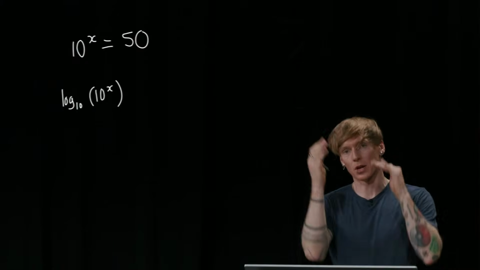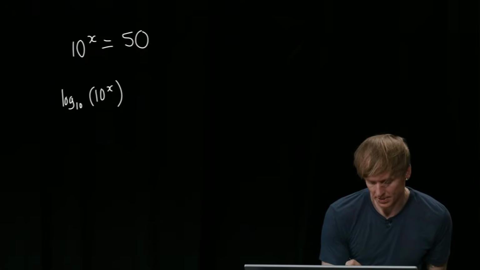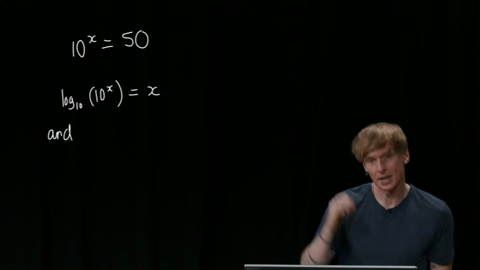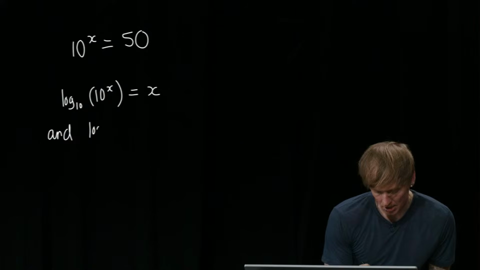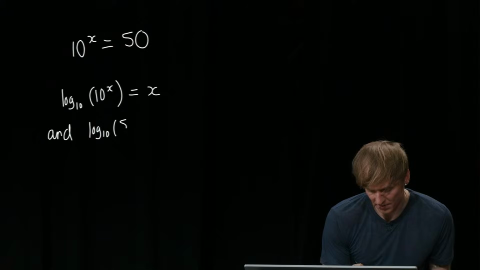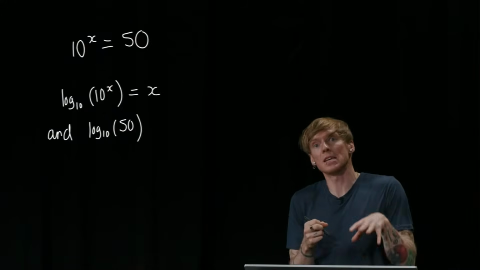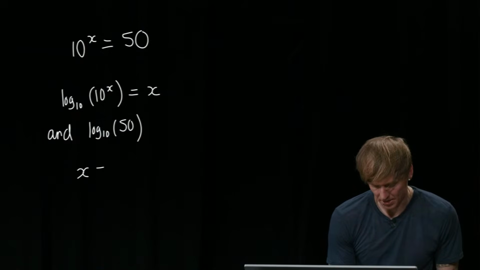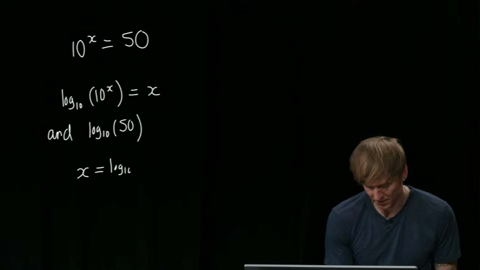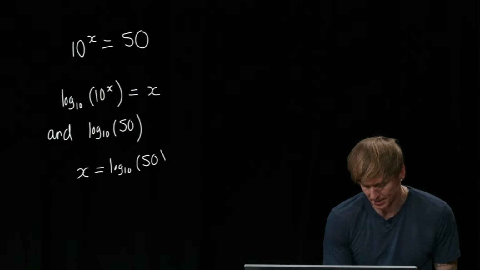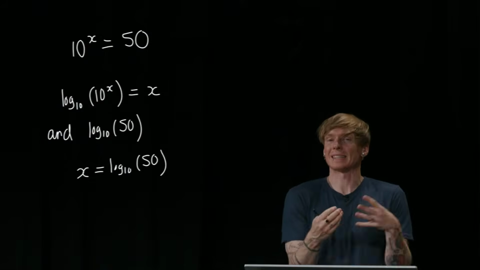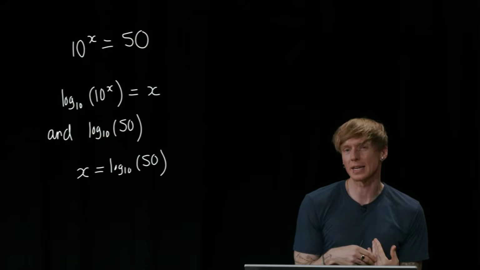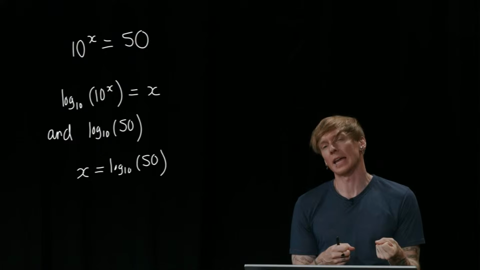And doing that, we know that the log cancels out the exponentiation, so that gives us x. And then doing the same to the other side, the 50, we know that log base 10 of 50 is going to be equal to the x that we have. So we know that x is equal to log base 10 of 50. We've done the same thing to both sides of our equation. But as I said, we can't immediately say what the answer is, and we would need to use a calculator to plug in this expression to get the answer.